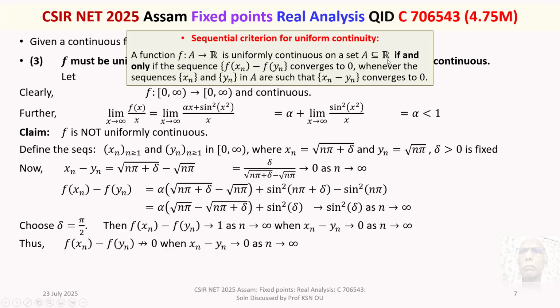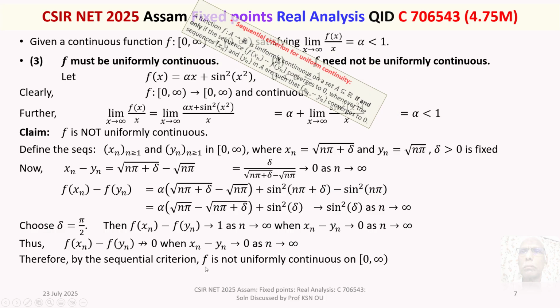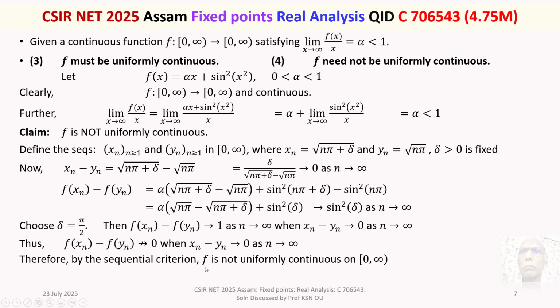The sequential criteria for uniform continuity is an if and only if statement. It is violating the condition, therefore it is not uniformly continuous. Therefore, by the sequential criteria, f is not uniformly continuous. So here is a function f satisfying the conditions, and f is not uniformly continuous.